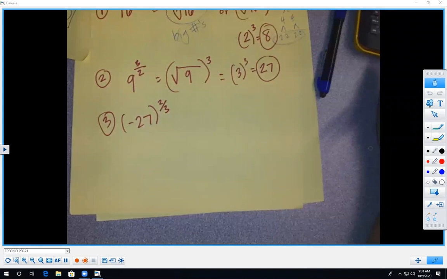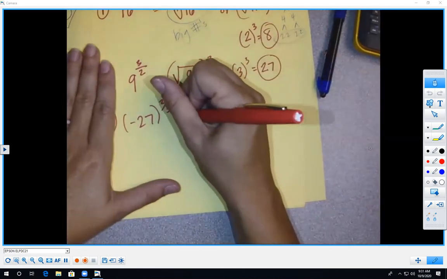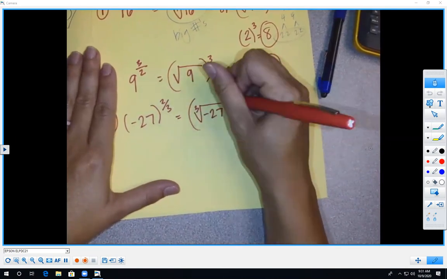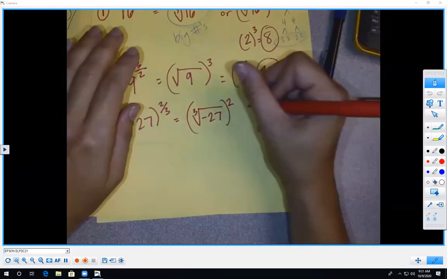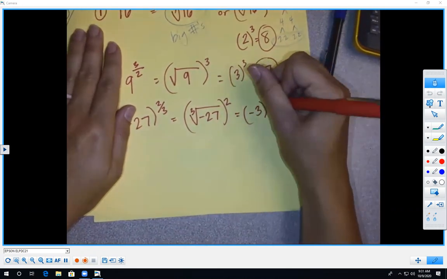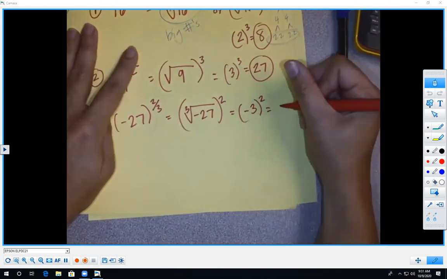Okay, so what power are you raising that to? The second power. What root are we taking? The third root. So this is the cube root of -27. And then when I'm done with that, I'm going to raise it to the second power. What's the cube root of -27? -3. And then when I square it, what is -3 squared? +9.